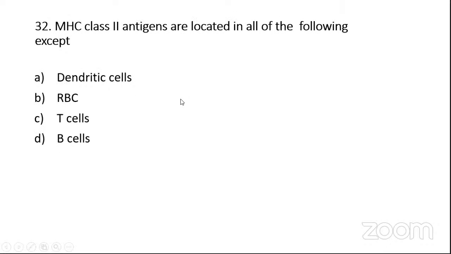Tuberculosis. Okay. MHC class 2 antigens are located in all of the following except: dendritic cells, RBCs, T cells, B cells. This is the RBCs. MHC class 2 antigens will be present on all the immune cells.